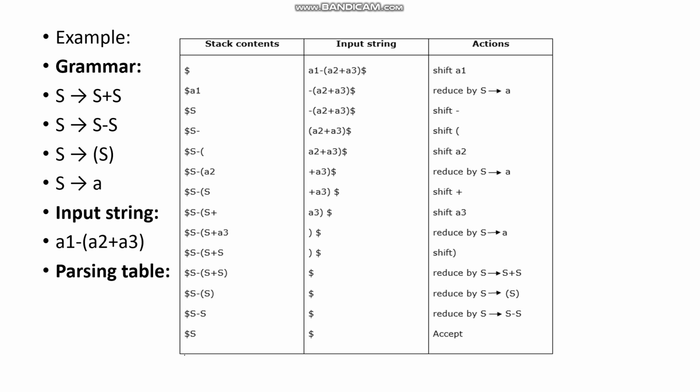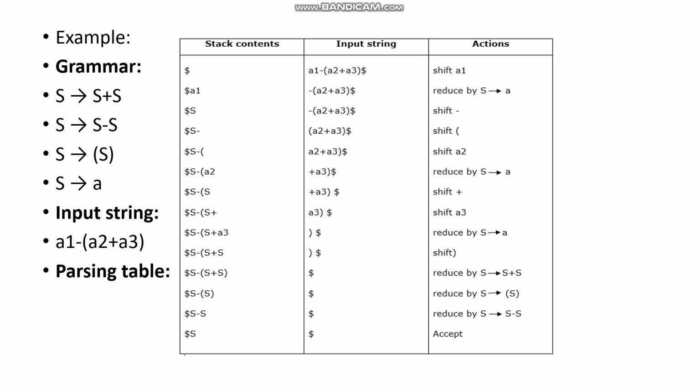A1: here we can see for the input string we have to shift A1, as it's an operand, not an operator, so shift onto the stack. After that the minus sign is there, and for A1 we can reduce, so S gives A, that is reduced. Then minus (A2 plus A3) and then dollar remain. We have to shift the operator, it is shifted. Once again we can see in the input string we have an operator, so we have to shift once again. Then we get A2, which we have to reduce because it's not an operator, it's an operand, so we have reduced it.